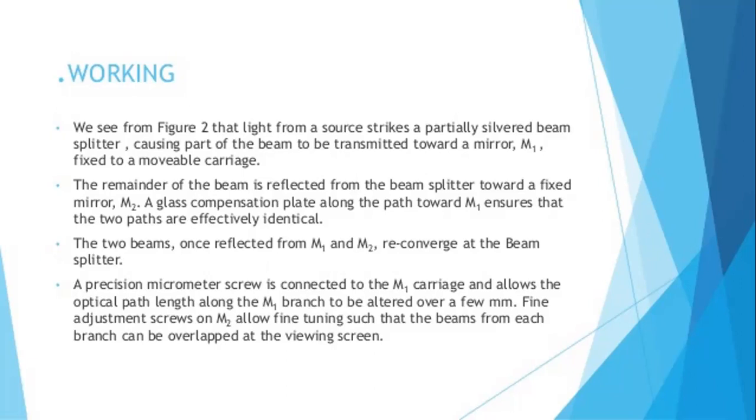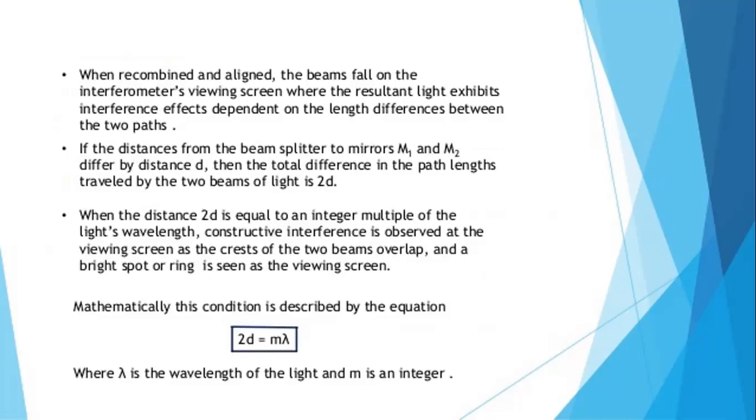The precision micrometer screw is connected to the M1 carriage, that is the mirror 1 carriage, and allows the optical path length along the first mirror branch to alter over a few mm. Then fine adjustments are made with screws on the second mirror for fine tuning, such that the beams from each branch can be overlapped at the viewing screen. So we have to make small adjustments and set the distance correctly. Only after the distance is set correctly should we look at the viewing screen. So that is the basic working.